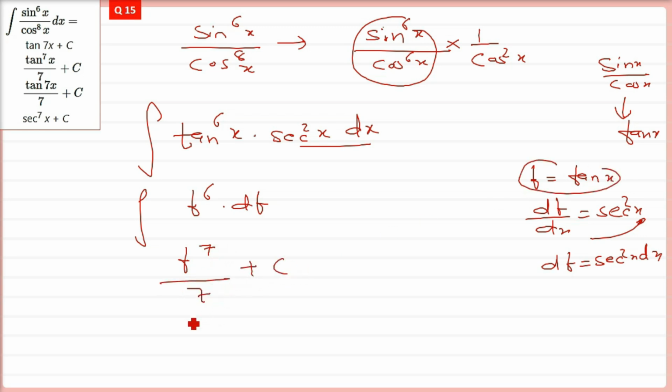Now since we have taken t equals tan x, we need to replace it also. So this will be tan raised 7x divided by 7 plus a constant of integration. So just match which one of these. B seems to be the correct one.